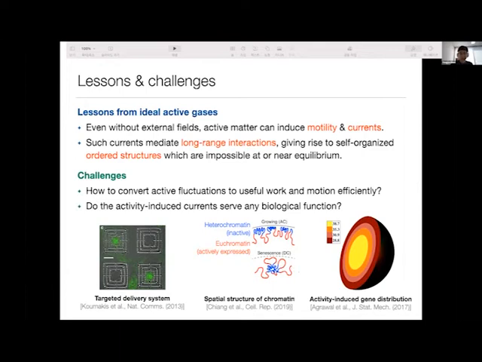Another interesting aspect of this lesson from this active ideal gas is that activity-induced currents can give rise to some interesting pattern formation phenomena. For example, in biological systems, when you have a growing cell, inside the nucleus you have chromatin, which is really a chain of DNA. Chromatin comes in two different regions: heterochromatin, which is genetically inactive, and euchromatin, which is actively expressed by RNA transcription. In a growing cell nucleus, heterochromatin tends to stick to the nuclear membrane, while euchromatin tends to stay away from the membrane.